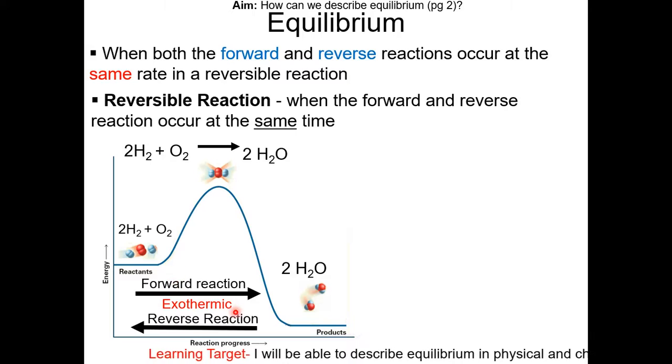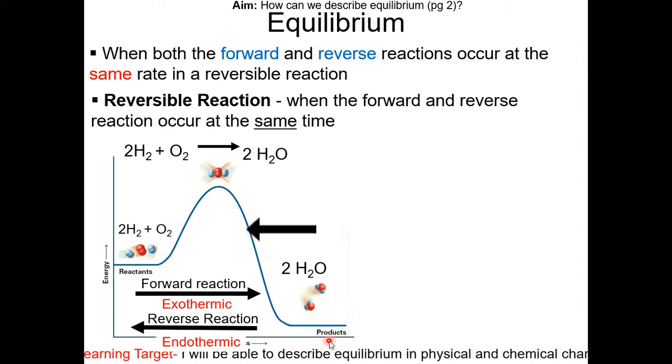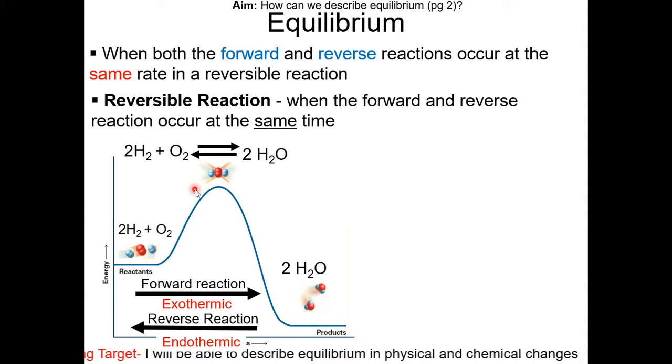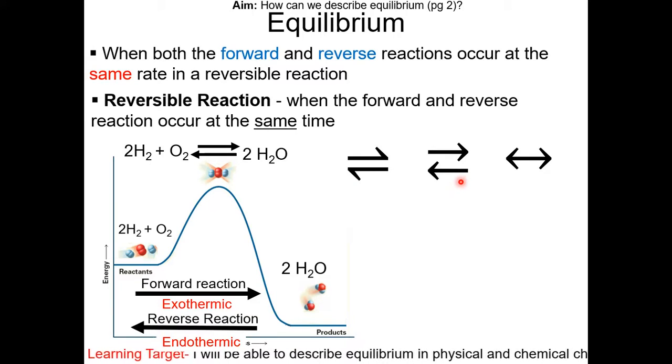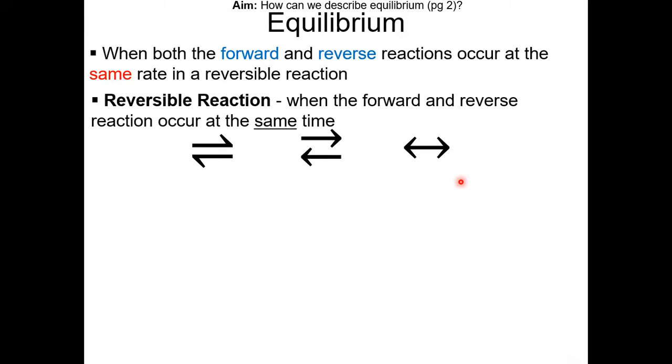If the forward reaction is exothermic, the reverse reaction must be endothermic. A reversible reaction is represented by an arrow that points forward and backwards. There are many variations of this arrow. If you see this arrow in a chemical equation, it means the reaction is reversible.